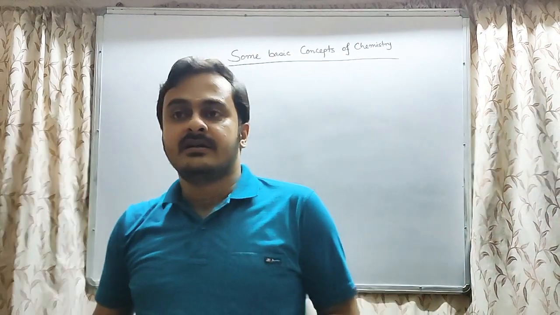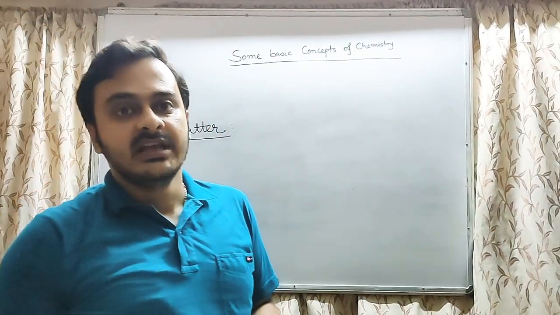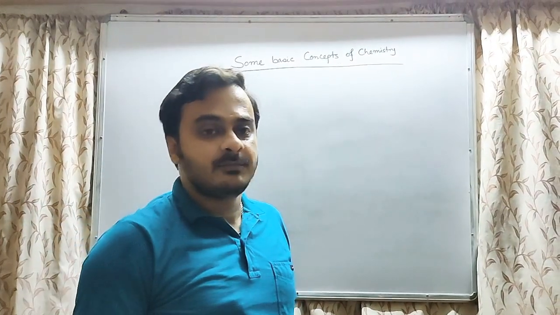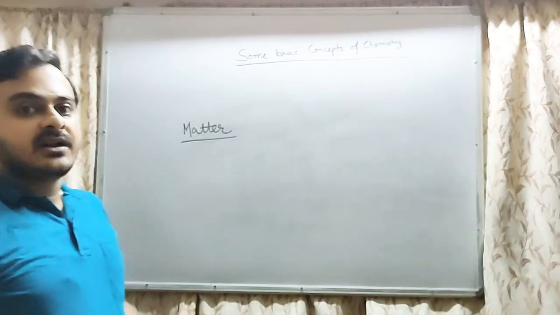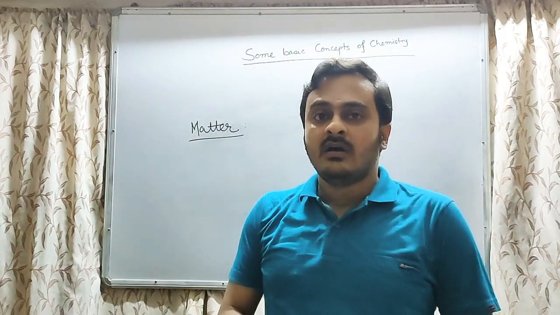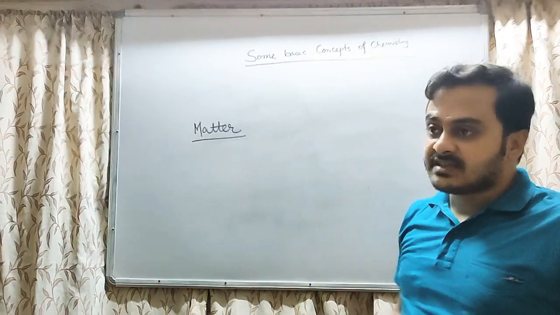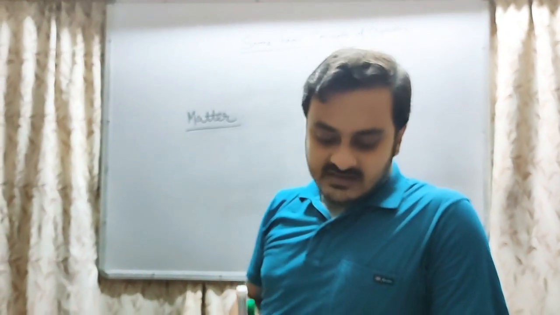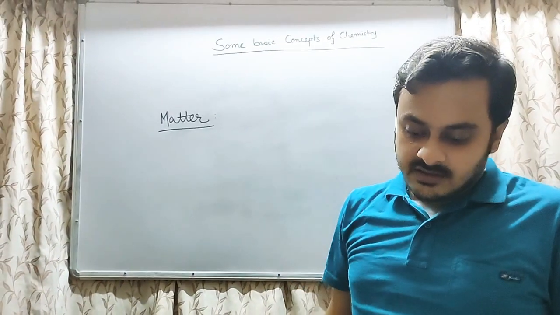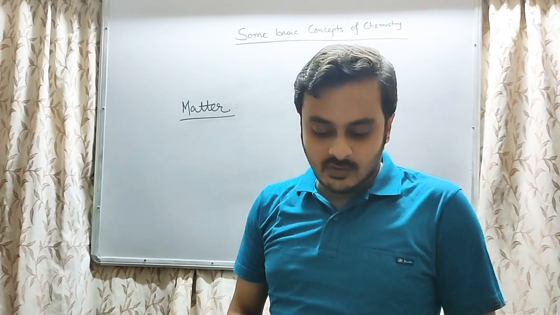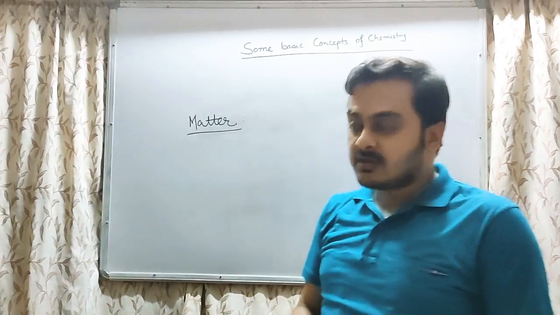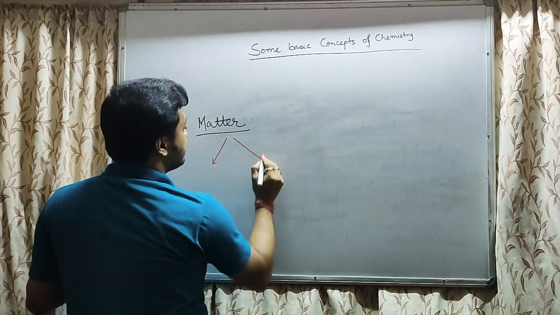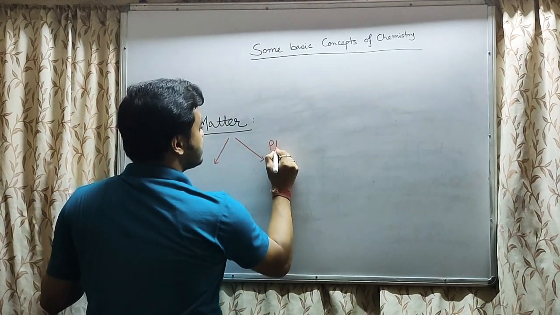A solid has a definite shape and definite volume. A liquid has a definite volume but no definite shape, and gas does not have any definite shape or volume. So these are the different states of matter. Matter can be classified on the basis of physical classification and on the basis of chemical classification. Now, on the basis of physical classification, I am writing this.